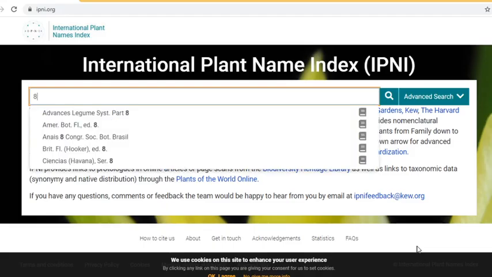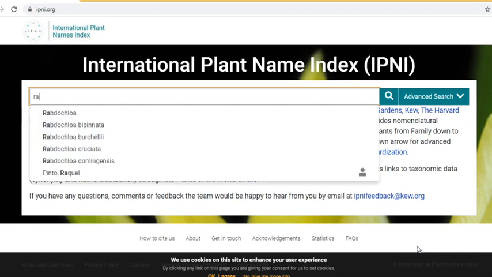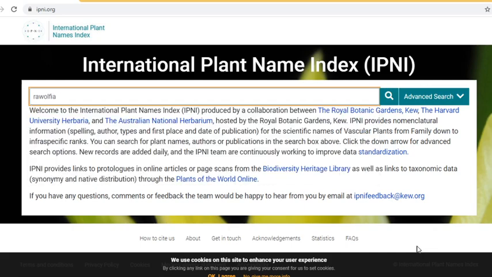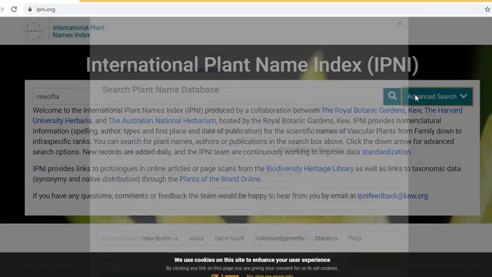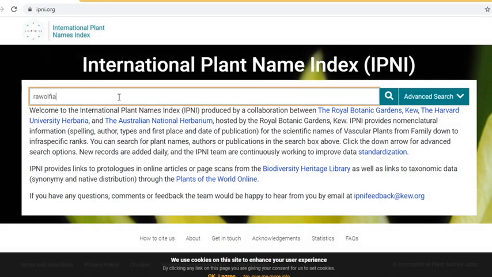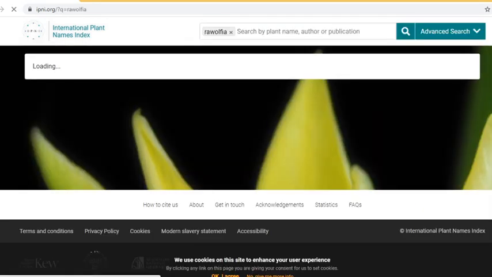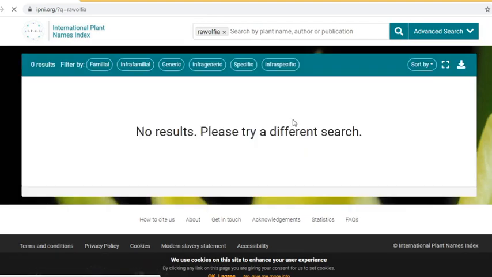Now let us also try to see the example that we talked about in the beginning of our presentation. It was about Rauvolfia. The plant list said that they do not have a record with the plant name Rawolfia. Now let us see here, because IPNI will not tell you whether the plant name is valid or not, but they will give you all the details if it is there in their database. So it is probably not there.